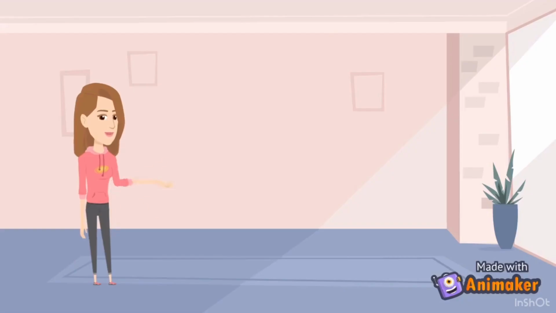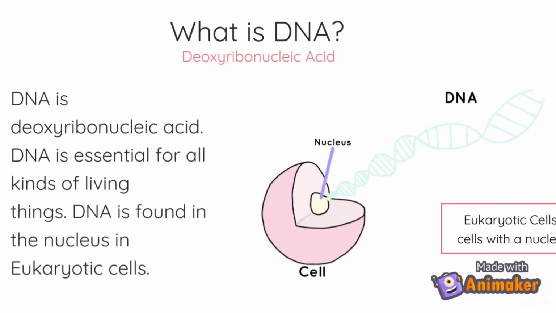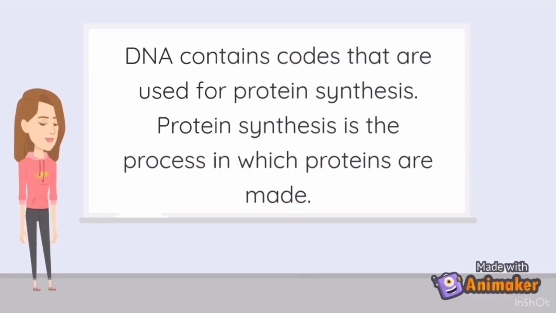We all have heard of DNA and genes at some point in our lives, but what exactly are they? DNA is deoxyribonucleic acid. DNA is essential for all kinds of living things. It is found in the nucleus in eukaryotic cells. DNA contains codes that are used for protein synthesis, the process in which proteins are made.